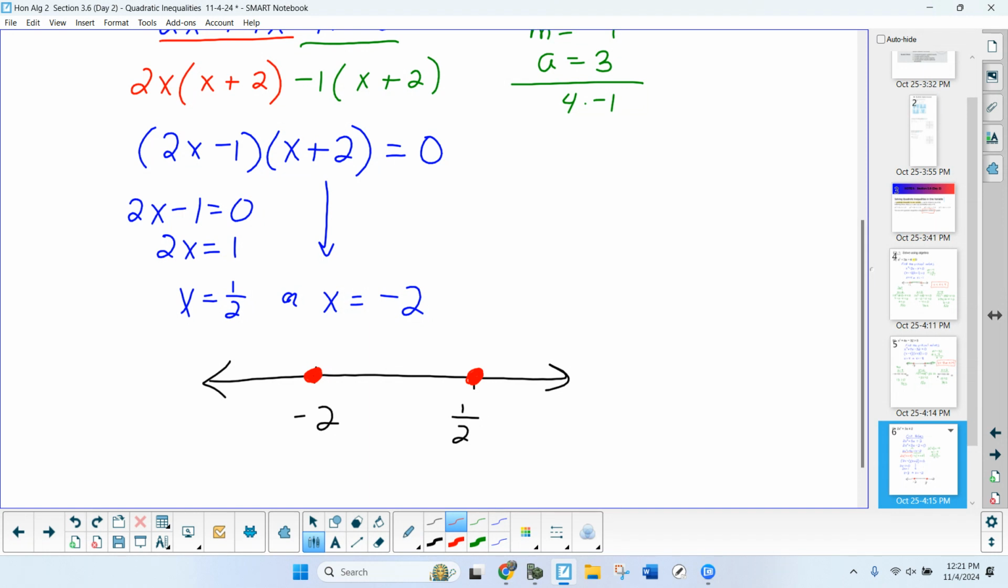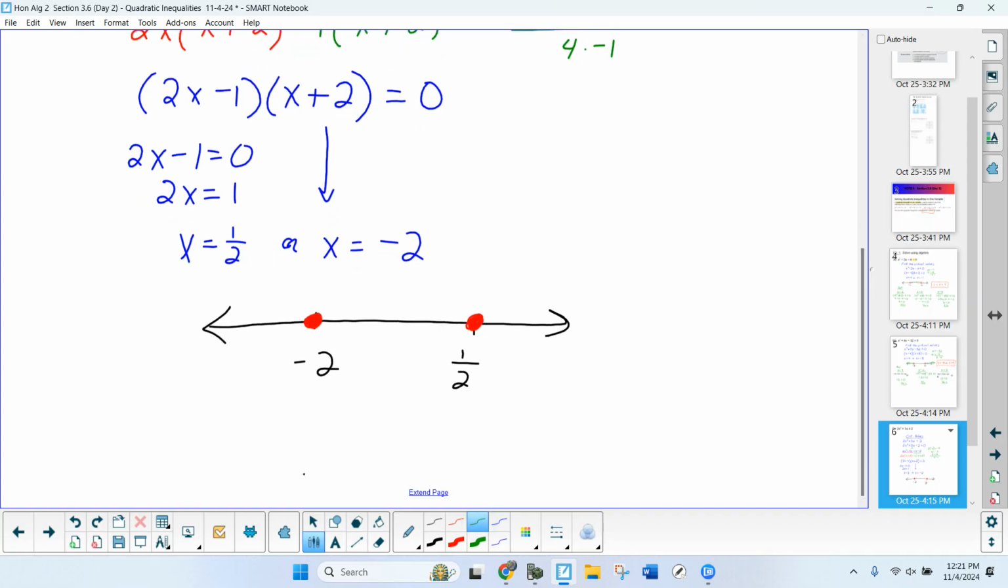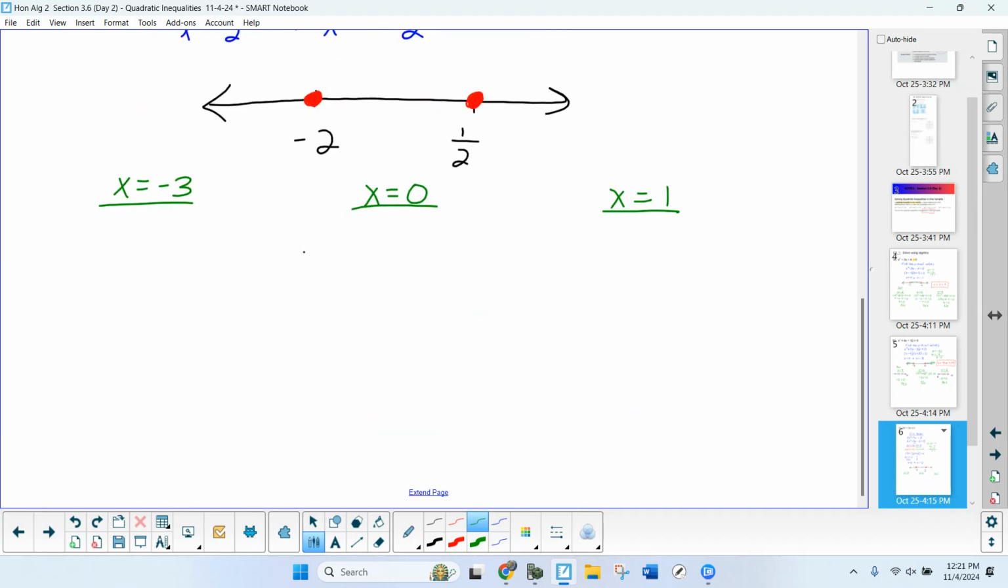Okay. Cash, what values do you want to check? -3, 0. Now, when you check, go back to the original inequality. So I have 2 times -3 squared plus 3 times -3. Is that less than or equal to 2? Always go back to the original inequality. So -3 squared is 9. 9 times 2 is 18. 18 minus 9 is what?